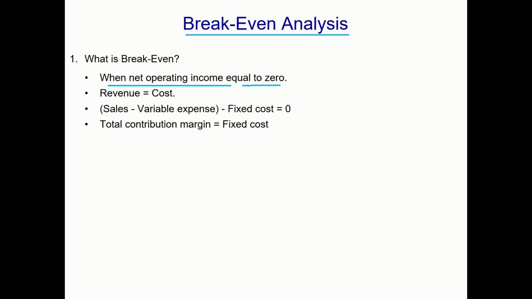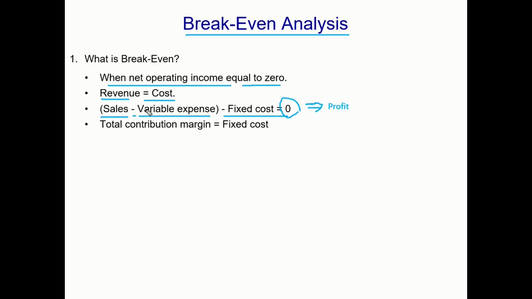Well, when would that happen? It's when your revenue is equal to your cost. When you account for all your revenue and you have equal cost, guess what? Revenue minus cost, or revenue minus expenses, is equal to zero. Simply put, we can expand this formula by saying sales minus your variable expenses minus your fixed cost equals your profit. Your profit equals zero.